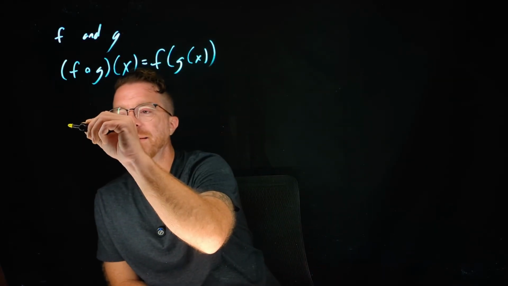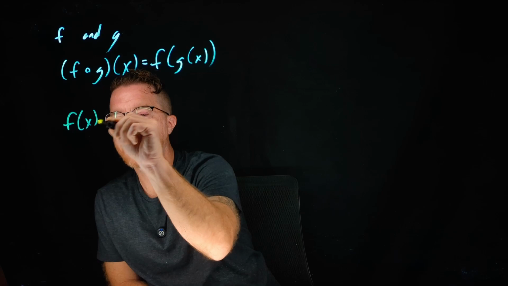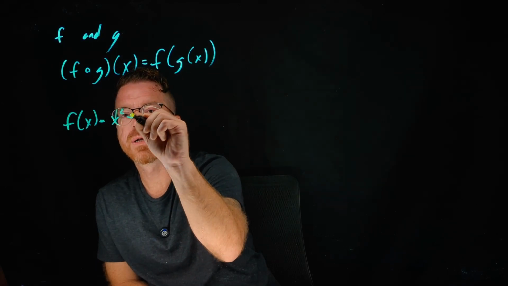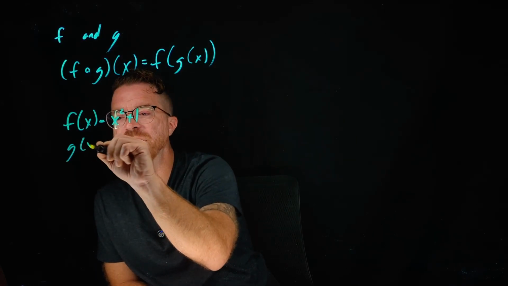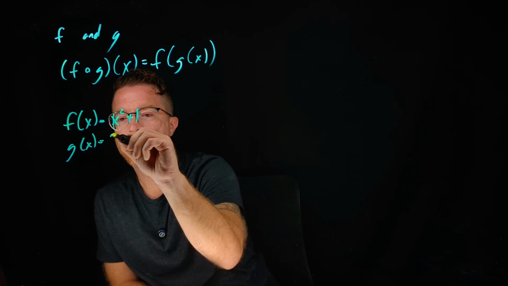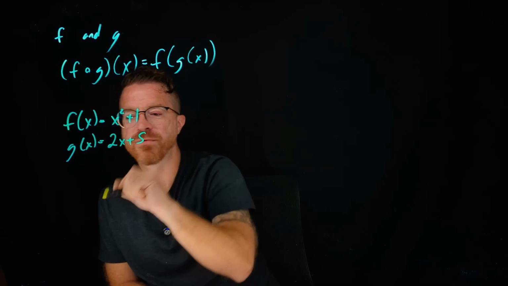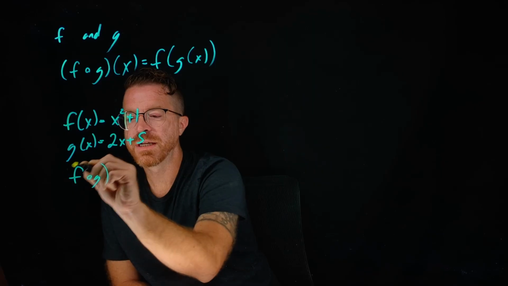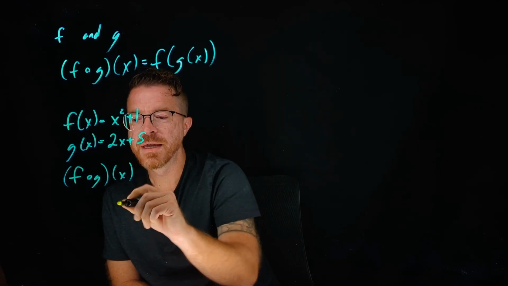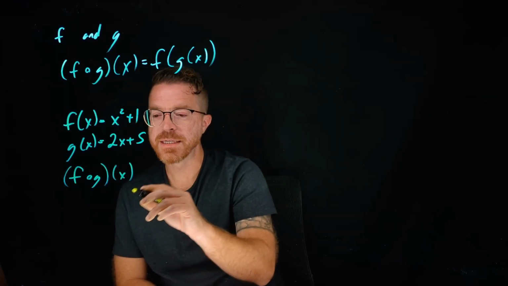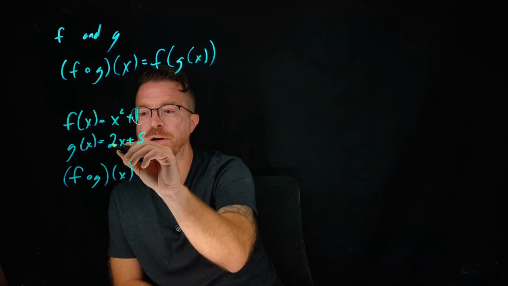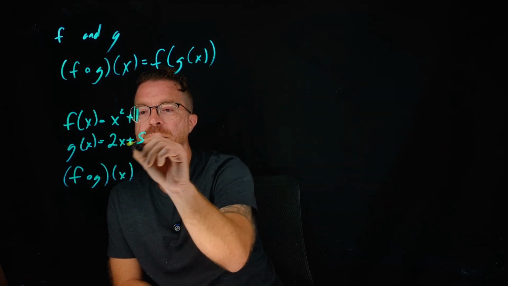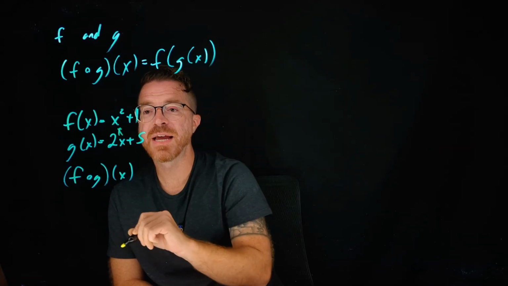Let's say that we had f of x equals x squared plus 1, and g of x is equal to 2x plus 5. So if we're looking at f of g of x, then we're going to take our g of x and plug in whatever g of x is wherever we have an x.